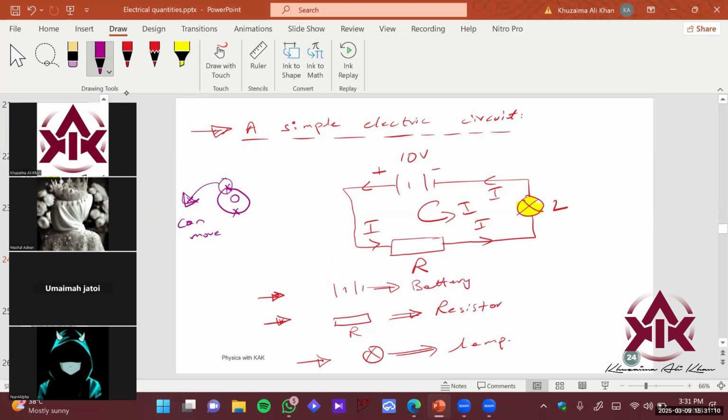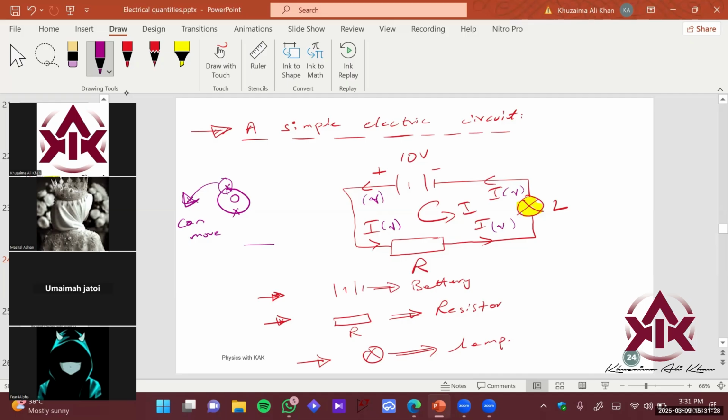So actually the charge is moving around the circuit, right? And the charges move around the circuit in a certain amount of time. That is basically creating a phenomenon that is called current, right?